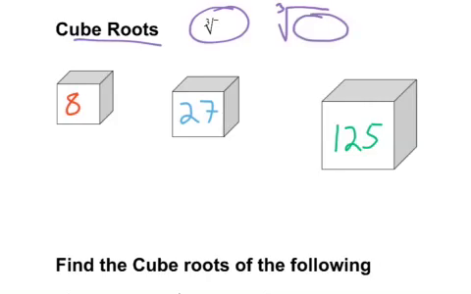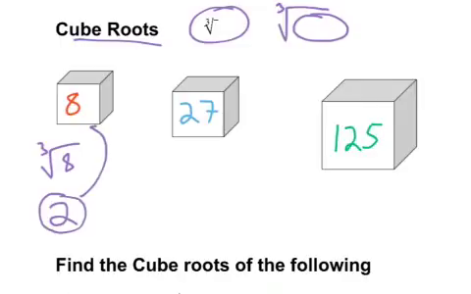So here we have a volume of 8. So to find the edge length, I want to take the cube root of 8. So I need to ask myself, what number times itself 3 times is 8? Well, if you look on the previous page, you would see that it is actually 2. So the edge length here is 2, because 2 times 2 times 2 is 8.